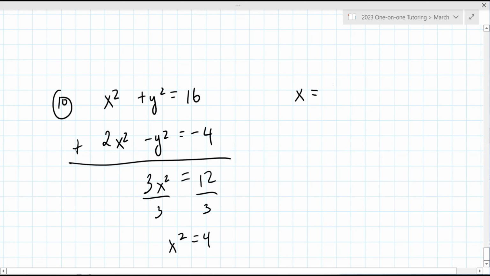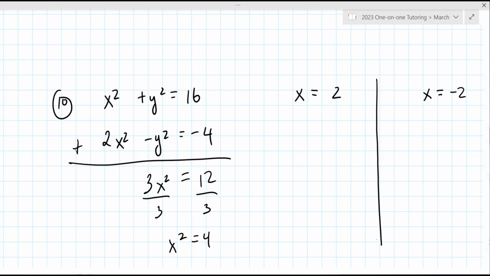X equals 2. Okay. And then we put that into the original equation. So, there's two solutions. What's the other one? Oh, right. -2. Good. All right. And then this is where you have to find the other ones.